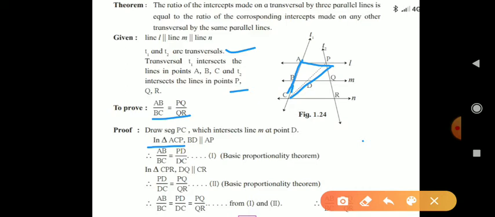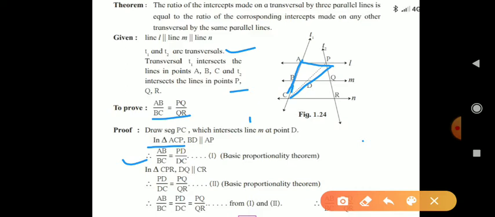We already studied the basic proportionality theorem in a triangle: when one line is parallel to one side of a triangle, the theorem applies. Since BD is parallel to AP, according to the basic proportionality theorem in triangle ACP, we get AB upon BC is equal to PD upon DC. This is our equation number 1.